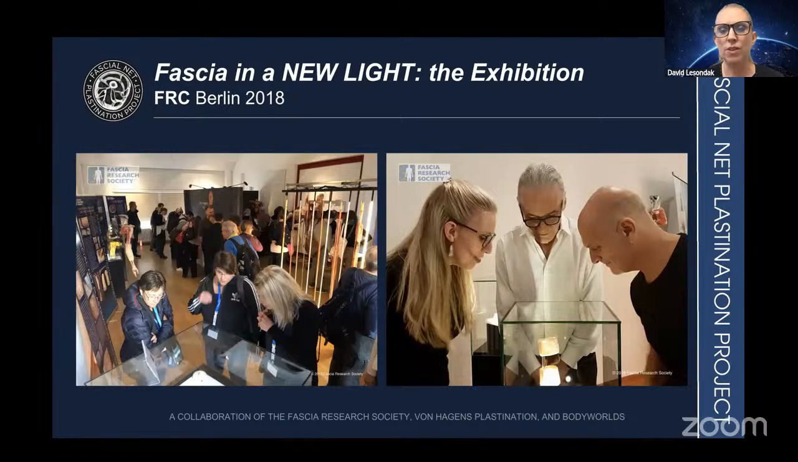The exhibit was visited not only by the Fascia Research Society, but it was actually a dual event, where there was an osteopathic convention that happened after that, and we were able to also have this exhibit on display for. And I believe over 2,000 people were able to see these plastinates. I can't remember the exact number, but that's what sticks in my mind. Does that sound right? Do you remember?